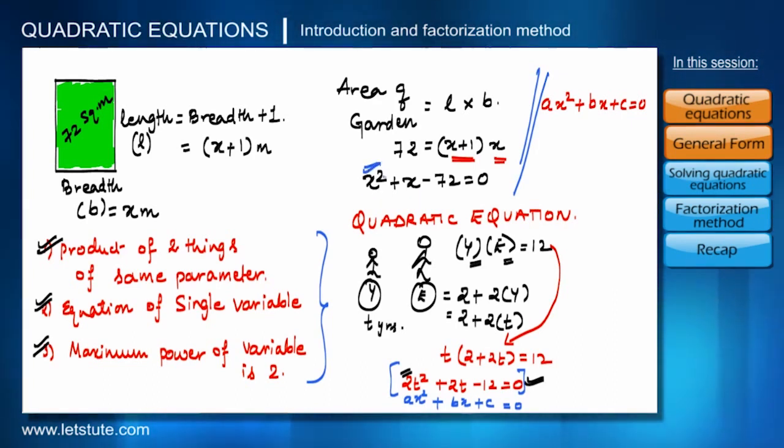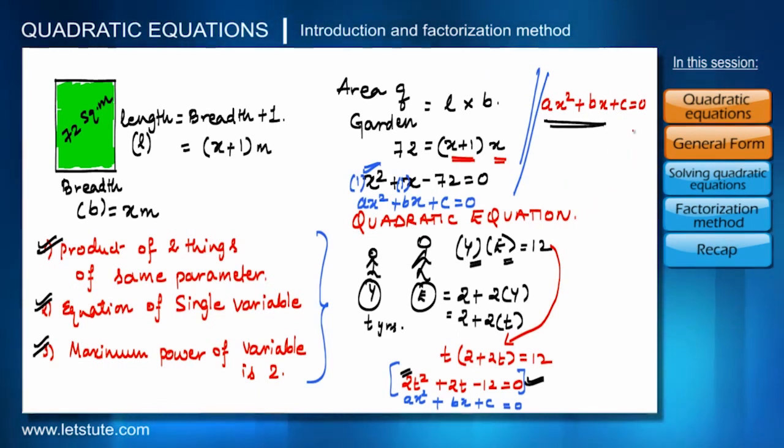Similarly, for this equation, x square is already there, x is already there. Here you must know that 1 is always there when you can't see any number. So a is 1. Similarly, here also there will be 1, so b is again 1. And c is minus 72. So again, this equation is written in general form. So now we understood that any quadratic equation can be written in this general form.